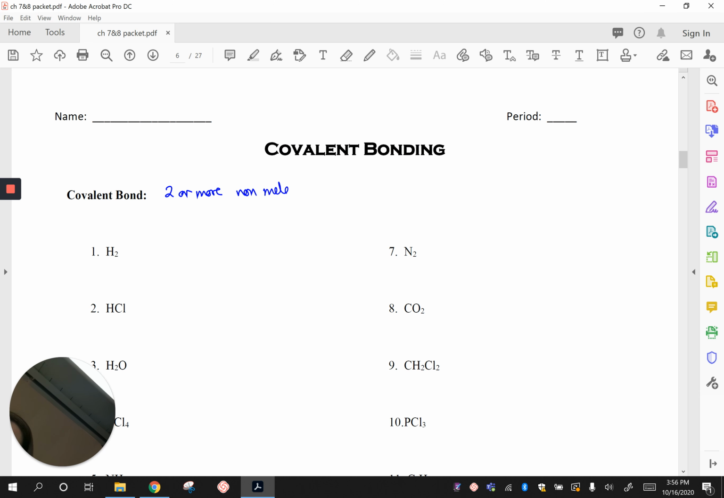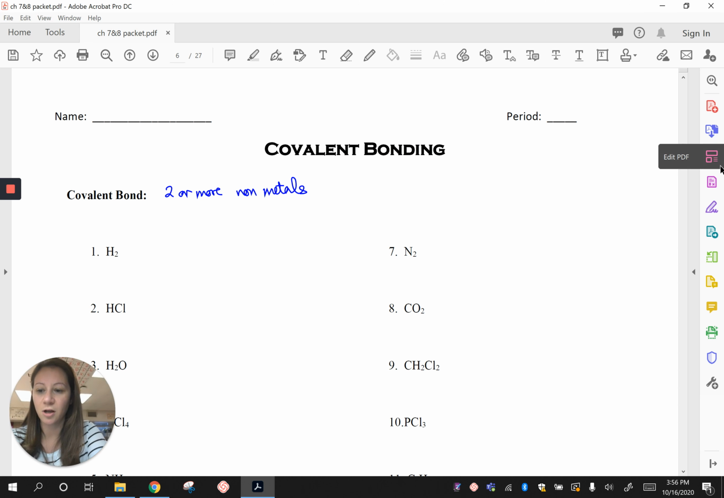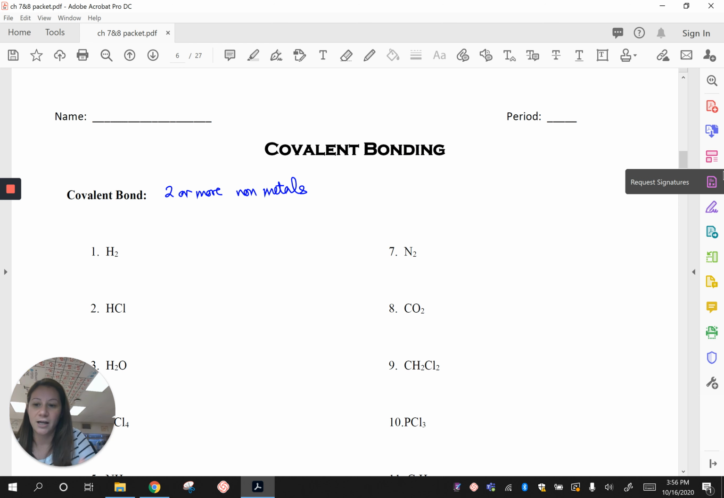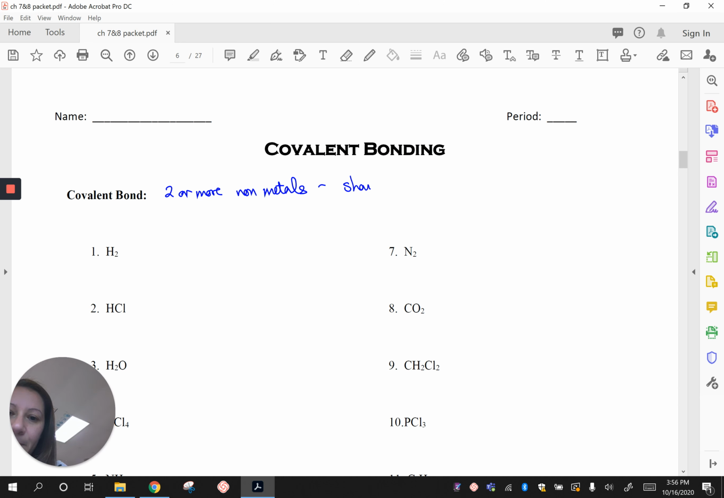So we're going to start with the definition of covalent bonding, and it's when two or more nonmetals bond together. And remember that nonmetals want to gain electrons to become like noble gases. And so because they all want to gain electrons, they end up sharing. In fact, covalent, co means together, and valent means valence electrons. So the valence electrons are shared together. So they share their electrons. Again, this means together, and this is referring to the valence electrons.